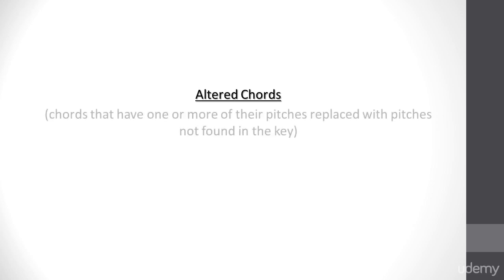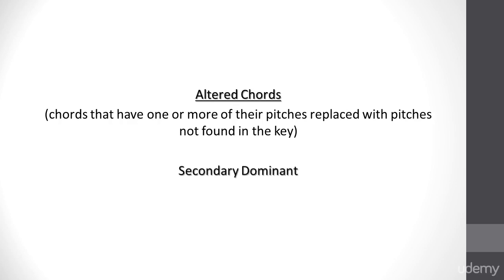We learned about altered chords in Lesson 6. Altered chords are chords that have one or more of their pitches replaced with pitches not found in the key. We saw how a particular type of altered chord, called a secondary dominant, was able to make a chord that is not the tonic chord sound as if it were the tonic chord for a brief period of time before returning to the original tonic. When we do not return to the original tonic chord, we have modulated to a new key.